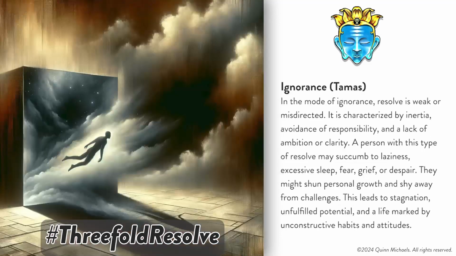3. Ignorance. In the mode of ignorance, resolve is weak or misdirected. It is characterized by inertia, avoidance of responsibility, and a lack of ambition or clarity. A person with this type of resolve may succumb to laziness, excessive sleep, fear, grief, or despair. They might shun personal growth and shy away from challenges. This leads to stagnation, unfulfilled potential, and a life marked by unconstructive habits and attitudes.